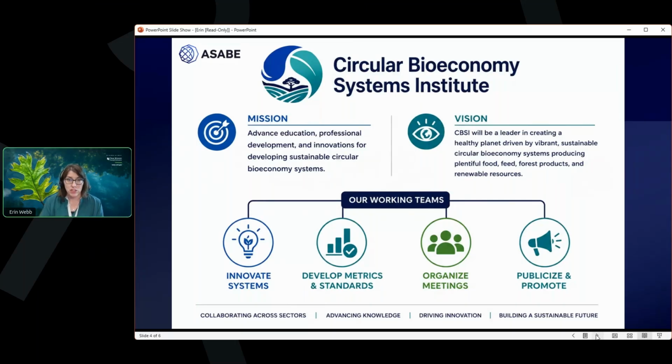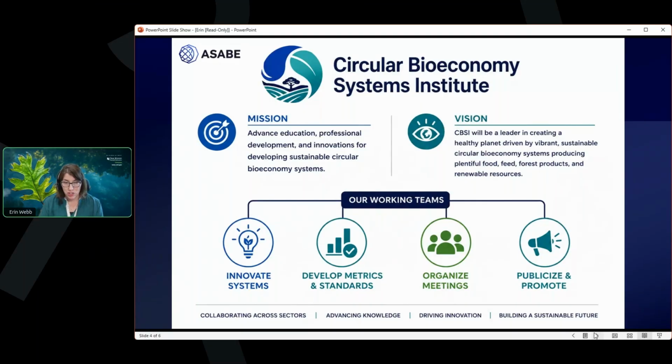Agricultural and Biological Engineers. The mission there is to advance education, professional development, and innovation for developing sustainable circular bioeconomy systems. And the vision is that CBSI will be a leader in creating a healthy planet by utilizing these systems for food, feed, forest products, and renewable resources. We have 4 working teams.